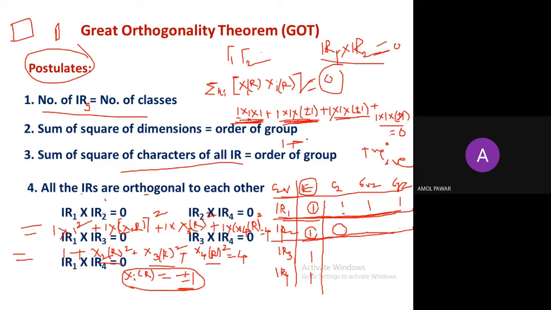Now see, if I write here plus 1 value, and again if I write here plus 1 value for character 2, then I'll get 4, which is not equal to 0. If I write here minus 1 for character 2, and again here minus 1, then the value is minus 3, which again is not equal to 0.